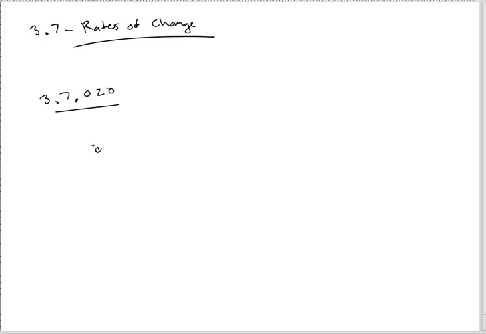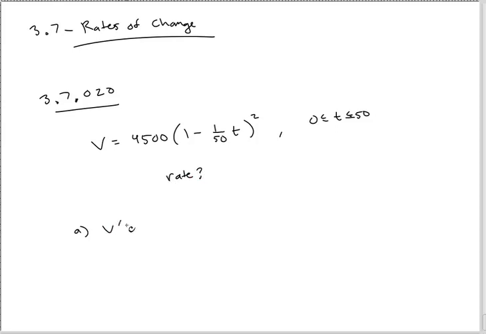First problem, V equals 4500 times (1 minus 1 over 50 times t) all squared. We're going from 0 to 50. Find the rate at specified times. Well, what they mean is derivative. So part A is find V prime at 5.